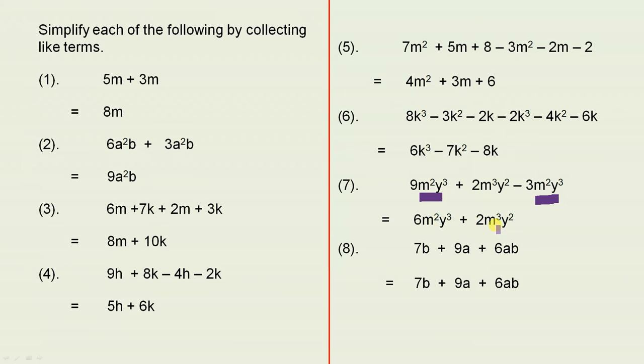Those two are unlike terms because while the letters are the same, the powers are different. And here we have three unlike terms, so we keep them separate. We can't add them together.